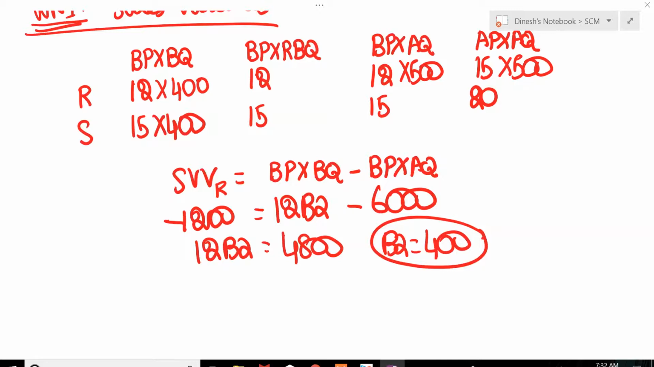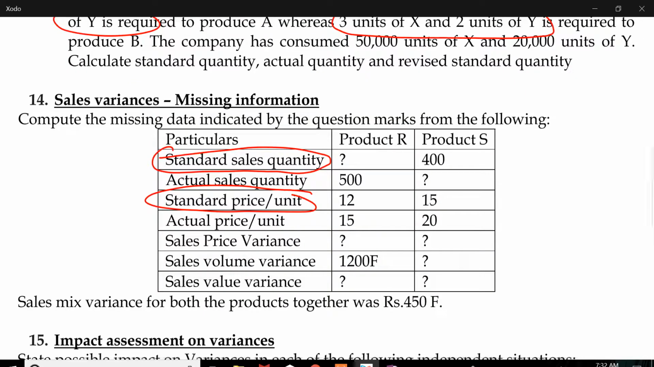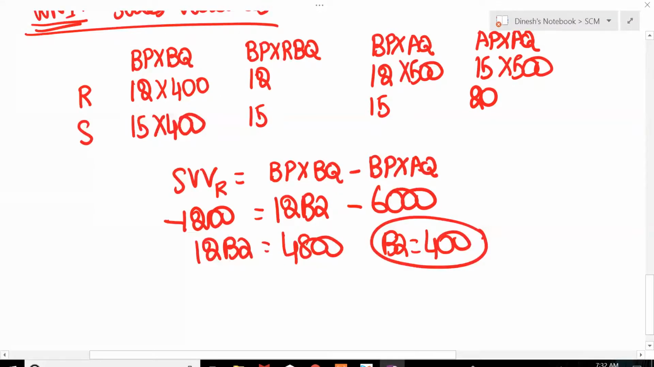Any doubts on 400? Clear? Can we proceed? Okay. Next, I have only one variance in the question, which is mix variance. What is the formula for mix variance? BP into RBQ minus BP into AQ. Now, I have both the products together, both look incomplete. I don't have BP into RBQ, and I also don't have BP into AQ.